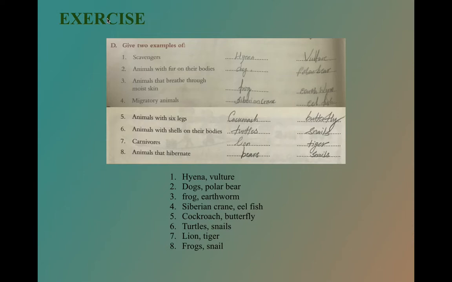Fourth one, migratory animals. Siberian crane, eelfish. Fifth one, animals with six legs. Cockroach, butterfly. Sixth question, animals with shell on their bodies. Turtles, snake. Seventh, carnivores. Lion, tiger. Eighth question, animals that hibernate. Polar bear, snakes.